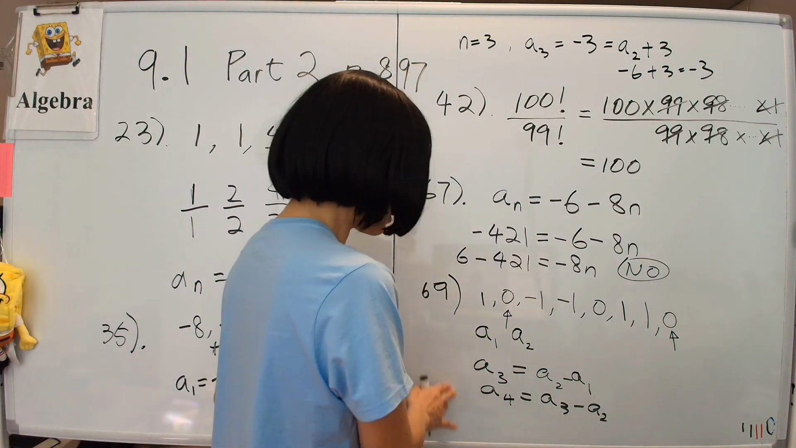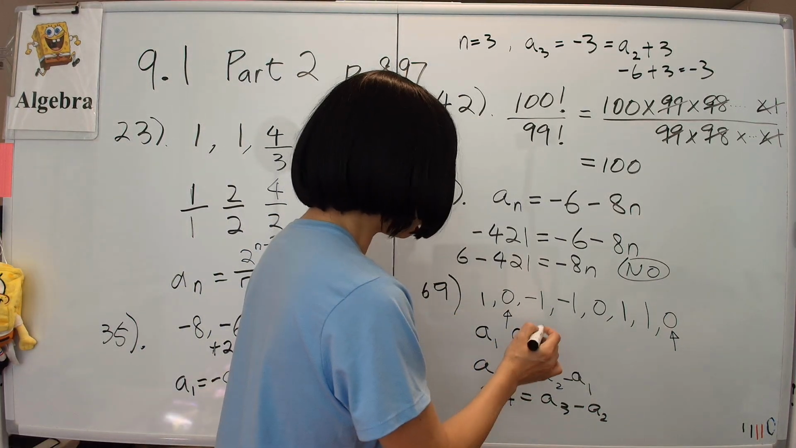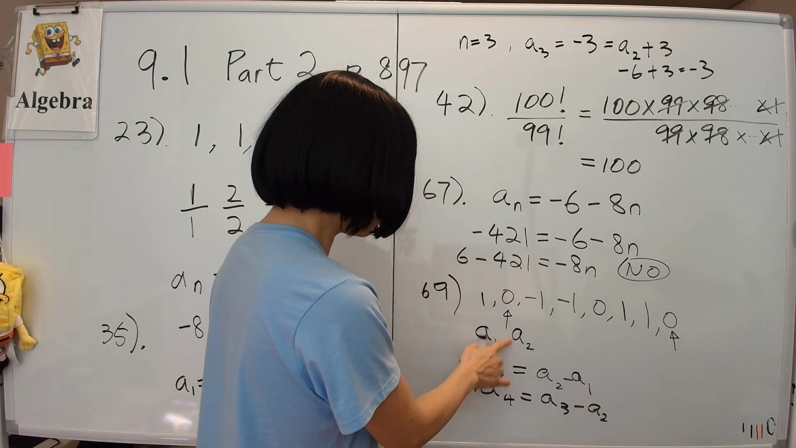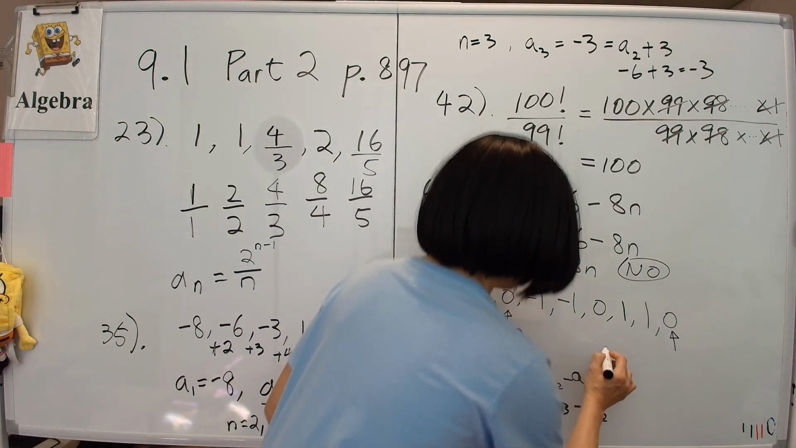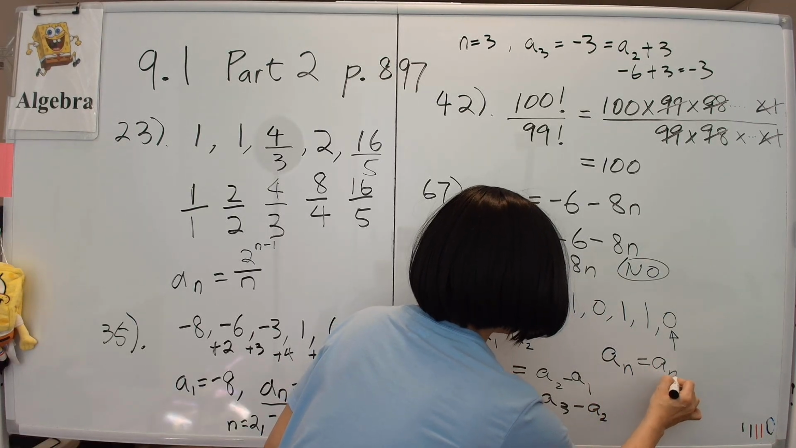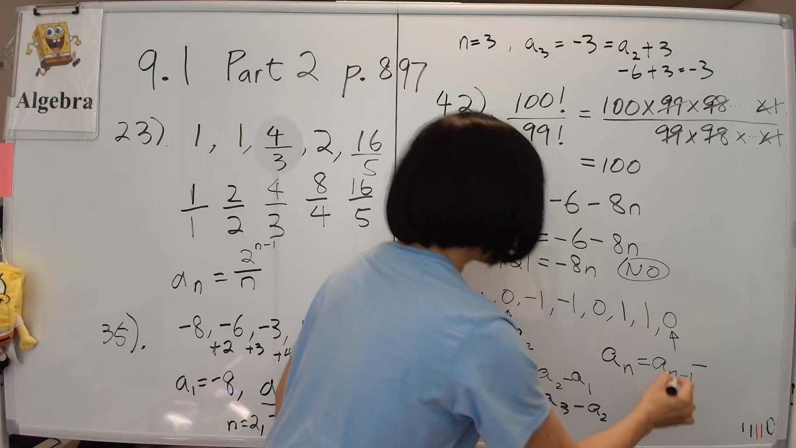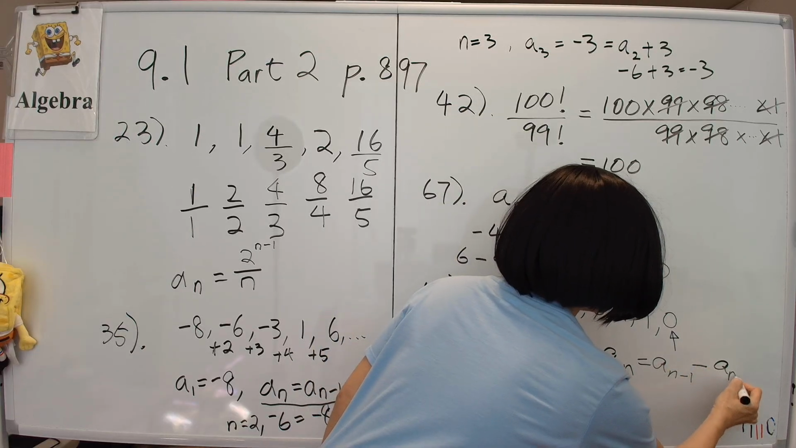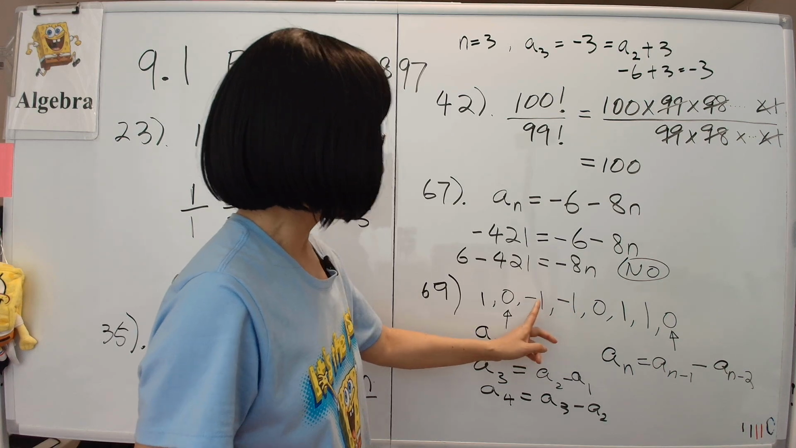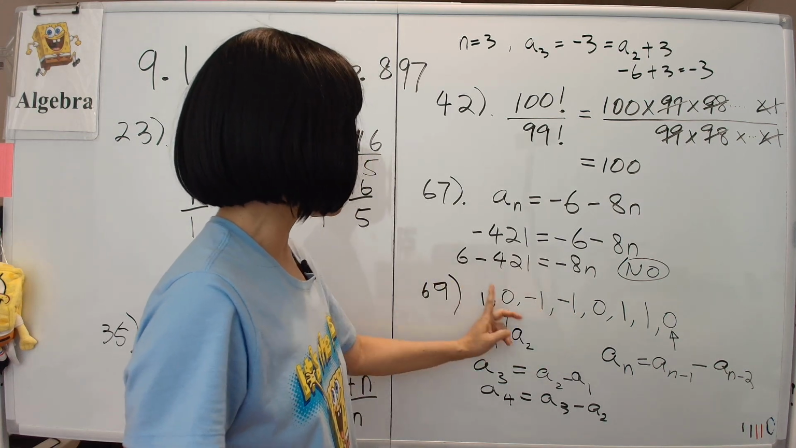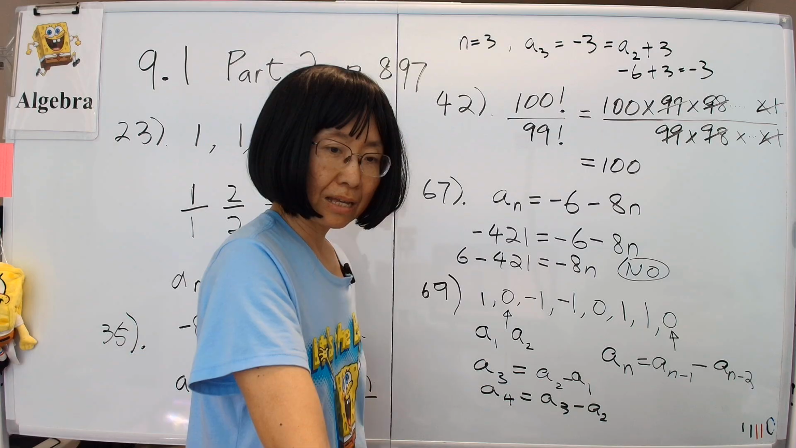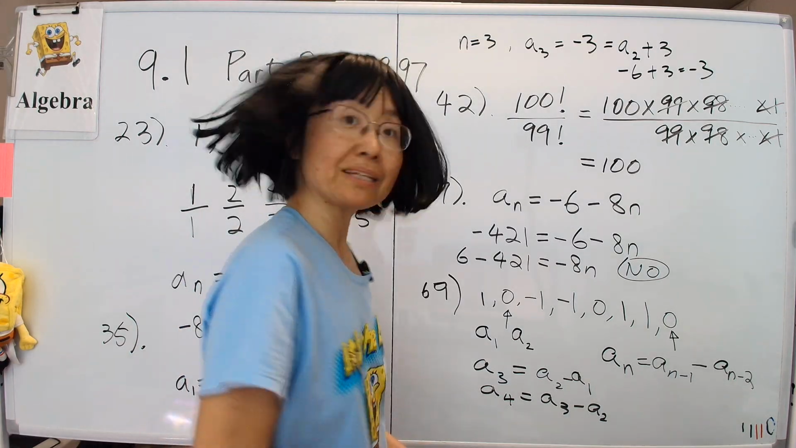So then the general pattern is we have A1 is 1, A2 is 0, and then an is equal to an minus 1 subtracted by an minus 2. That is, each number is the number right before it subtracted by the number right before that. And that is the answer. So that should be the end of this section.